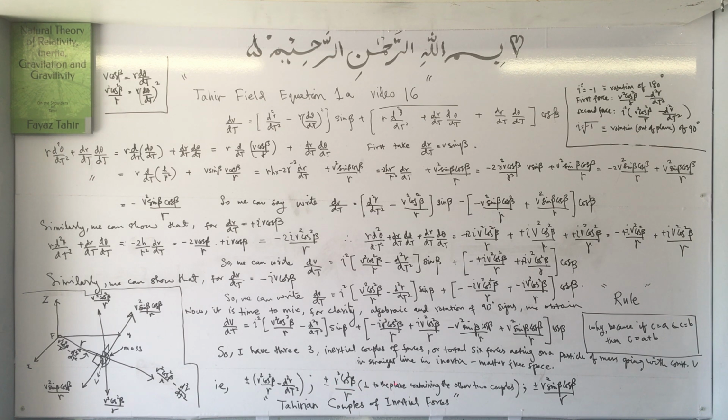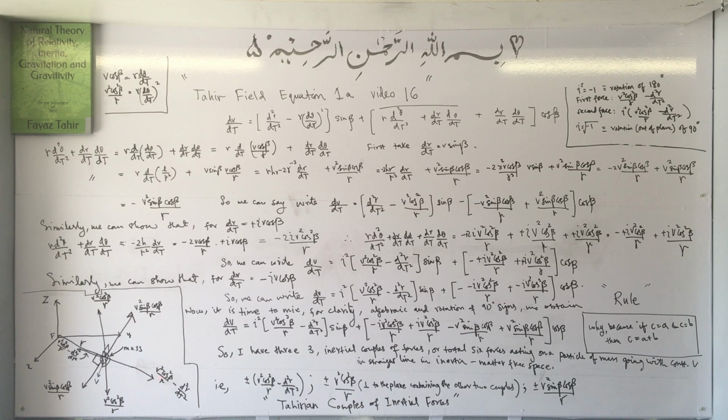So this one is perpendicular to the plane containing the other two couples. Which one? This couple and this couple. So this couple of forces is perpendicular to the plane containing this couple and this couple. This couple I will call the Tahirian inertial couple of centrifugal and centripetal force. In my next video, when I do the analysis of gravitation, I will show you how one is centripetal and the other is centrifugal. And this force is called the Tahir force, v square cos square beta over r, and it is mutually perpendicular to the plane containing the other two couples. So v square cos square beta over r is the Tahir force.